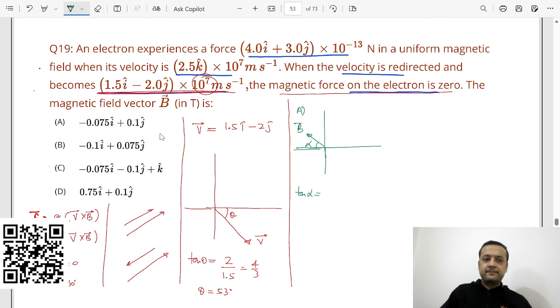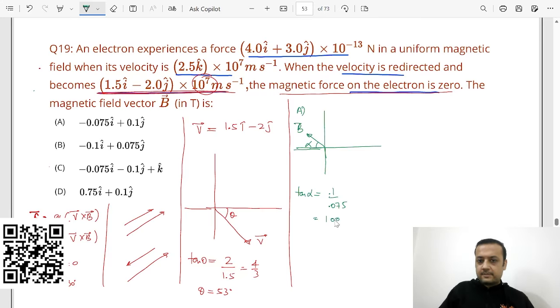What will be angle alpha? Tan alpha will be, since its x component is negative and y component is positive, 0.1 upon 0.075. So this becomes, sorry, 100 by 75, which is 4 by 3. That means alpha becomes 53 degrees. So you can see that this magnetic field vector is exactly opposite to the velocity vector. So A could be a possibility, but first let's check the remaining.